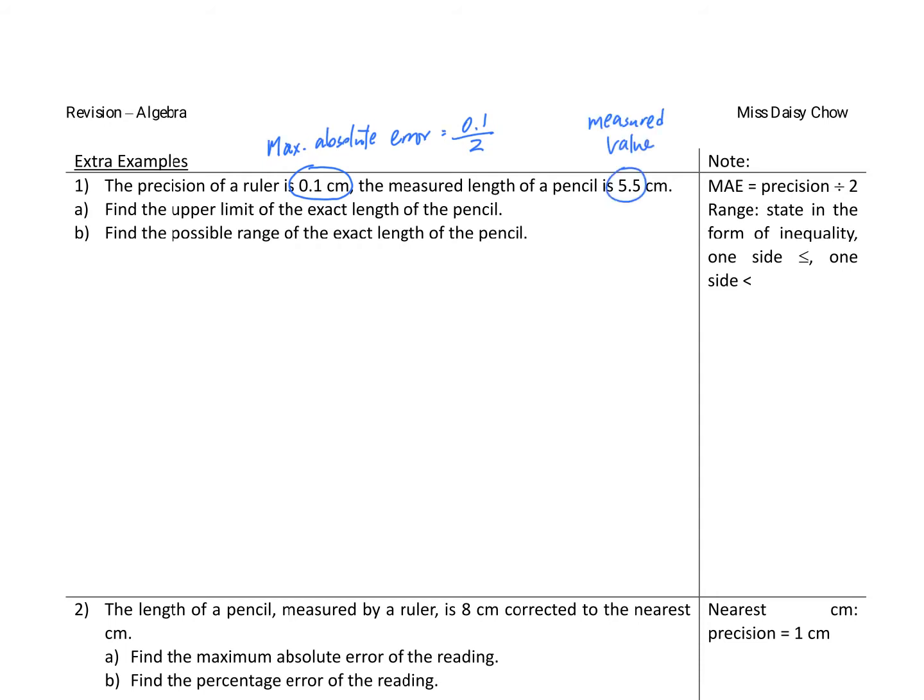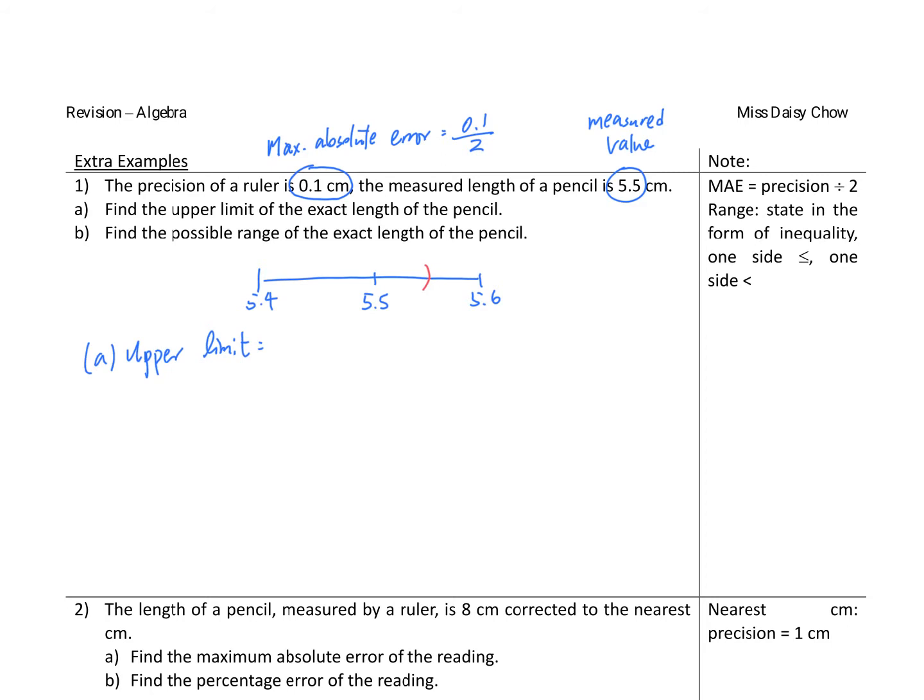So if you are not sure, you can draw the diagram. Okay, so 5.5 is the measured value, and the scale interval is 0.1 cm, which means that this one is 5.4, this one is 5.6. So part A, the question is asking you about the upper limit. It means that the question is asking you about this value. So if you draw the figure, it would be very clear. Otherwise you can just use the formula.